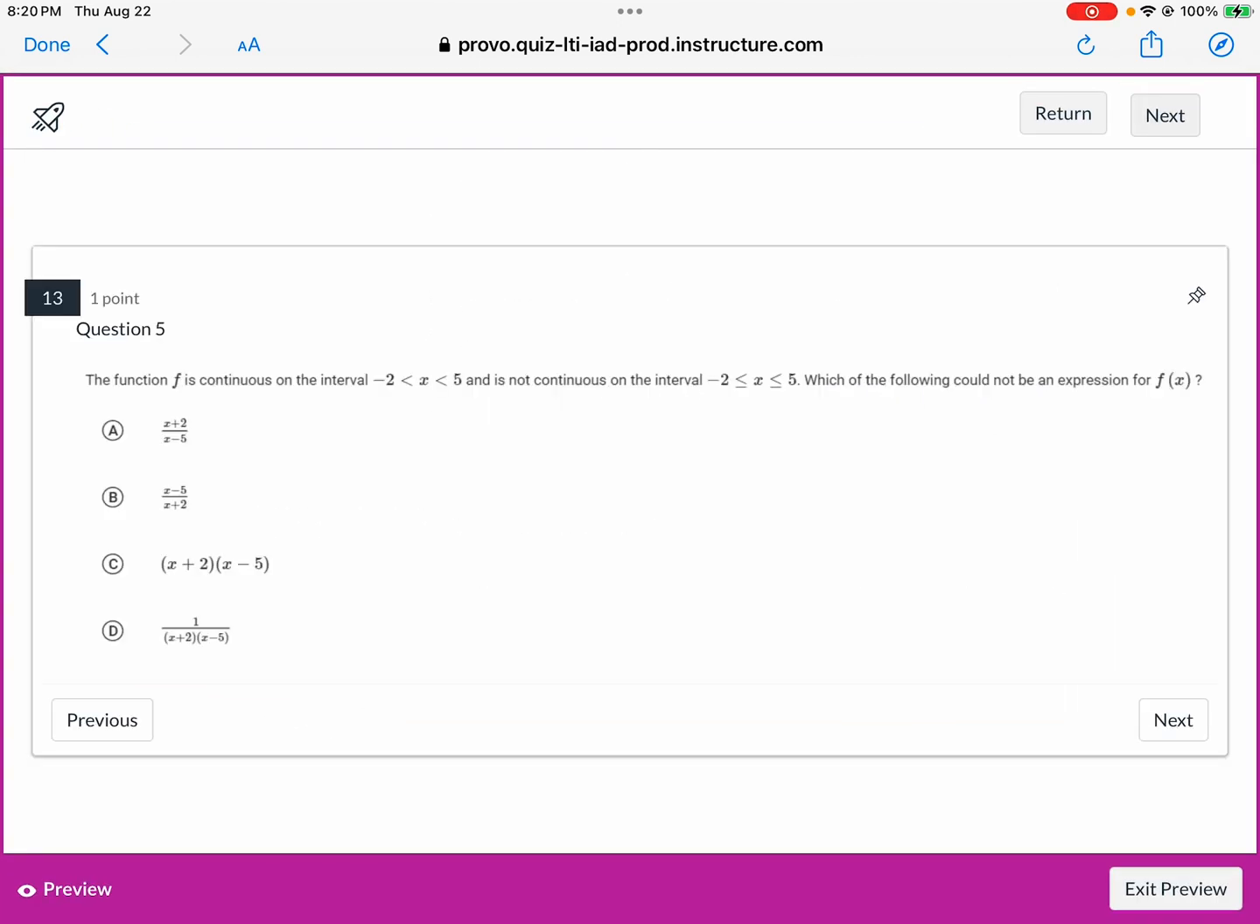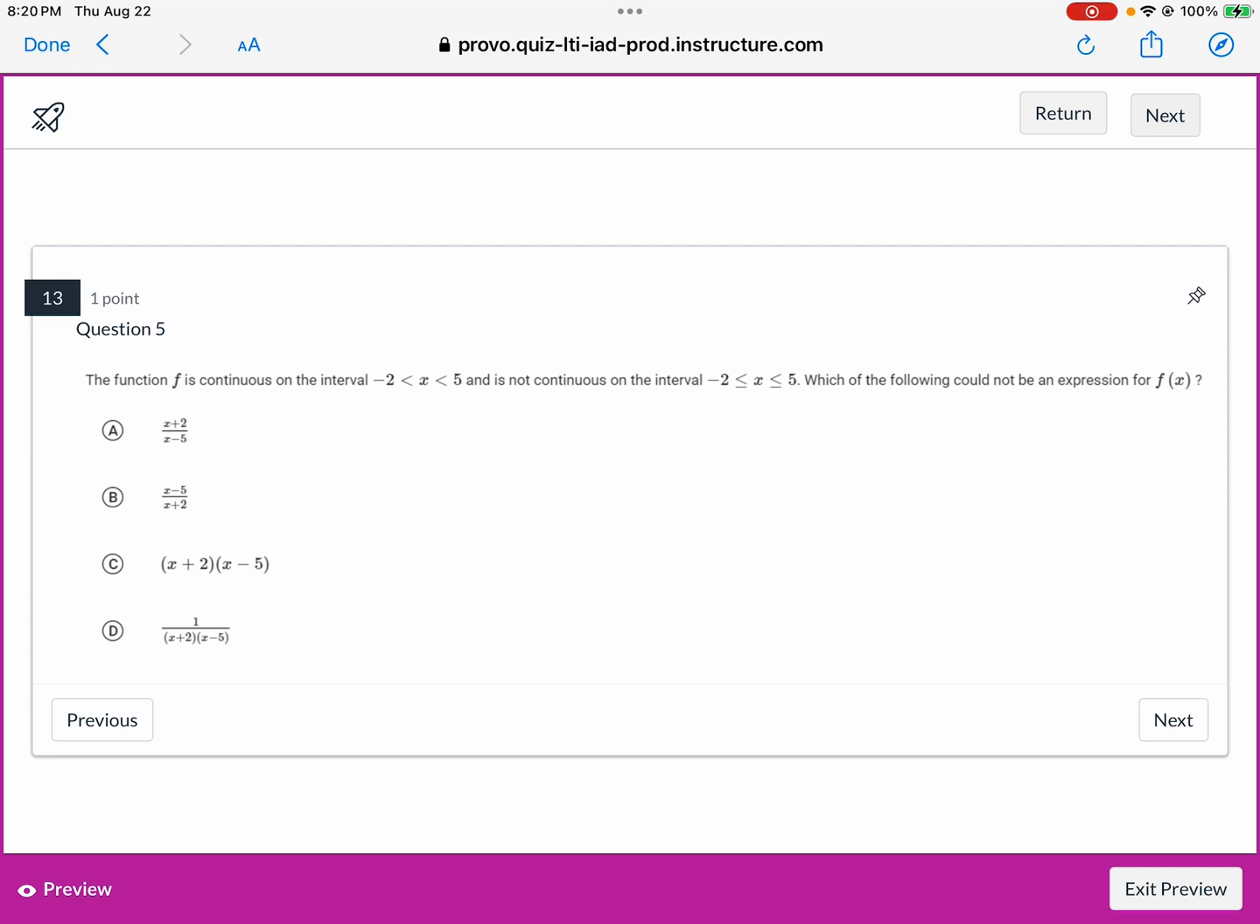Okay, moving on. Let's see. So the function f is continuous on the interval from -2 to 5, and is not continuous on the interval from -2 to 5, including those. So that's the difference between these two intervals, is that they're including these endpoints when it's not continuous.